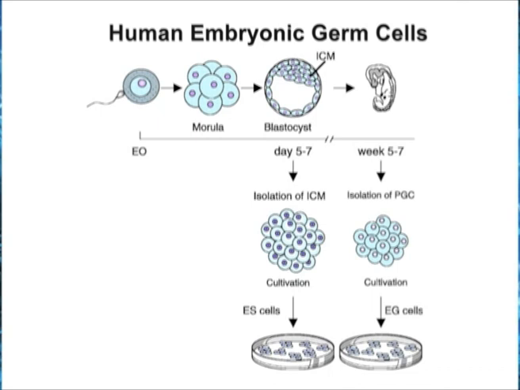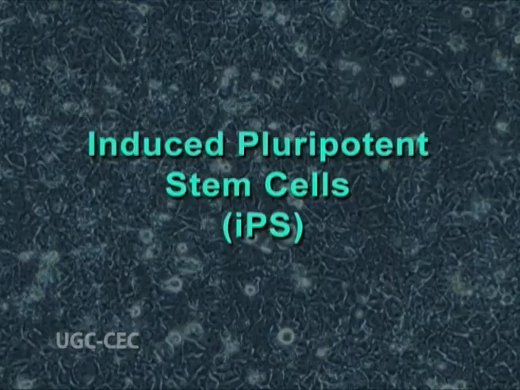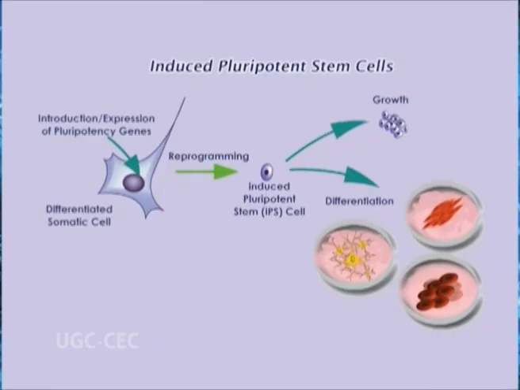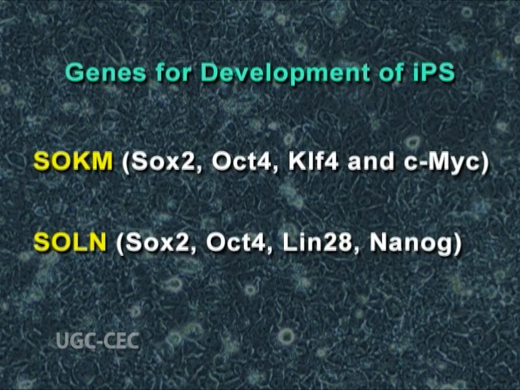Embryonic germ cells can give rise to 3 germ layers and all the specific organs of these layers. These cells are further in development than the embryonic stem cells and can give rise to limited types of cells. Induced pluripotent stem cells are somatic cells which are reprogrammed back to pluripotent cells. They possess the potential to differentiate into any cell of the body. This is done by introducing certain genes inside them, such as SOKM and SOLN combinations, which help them acquire pluripotency.